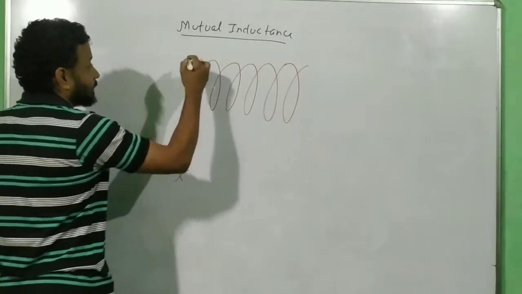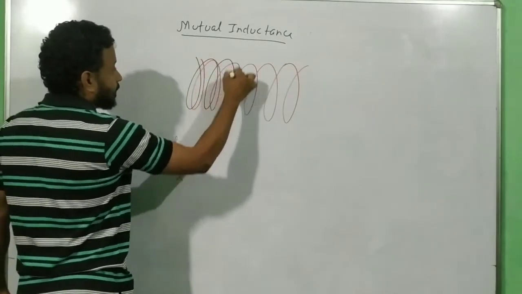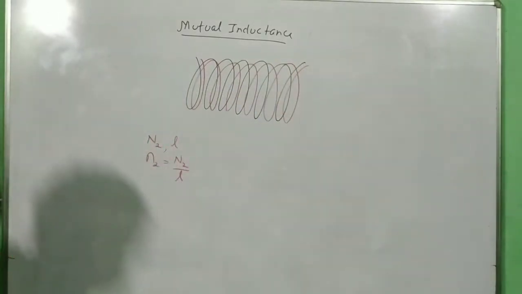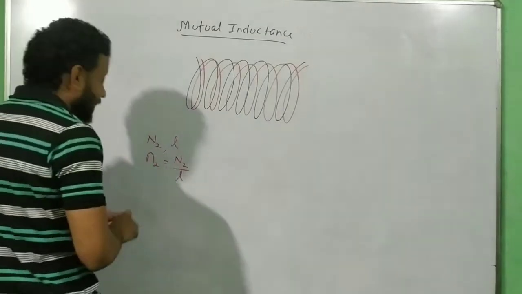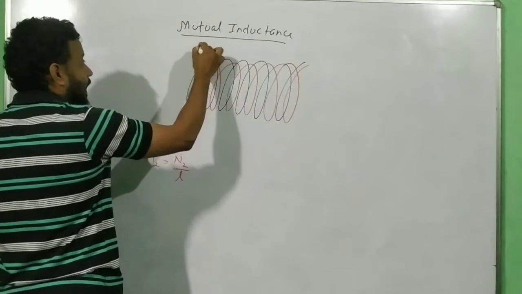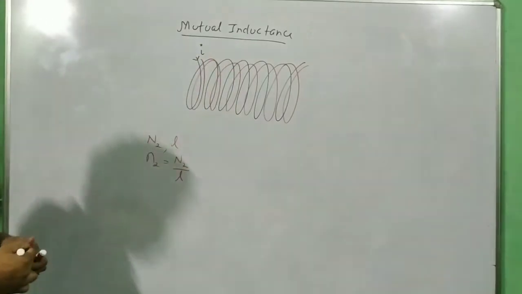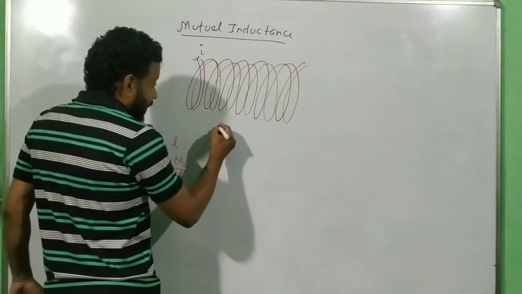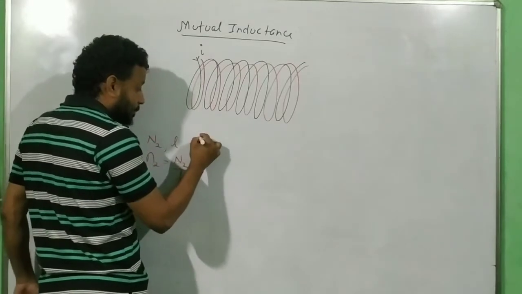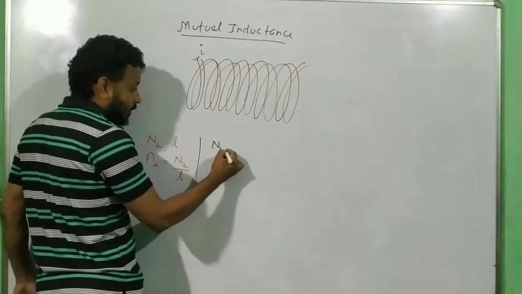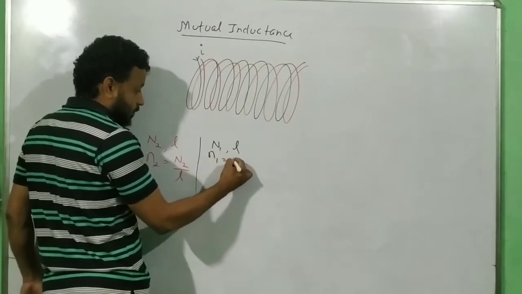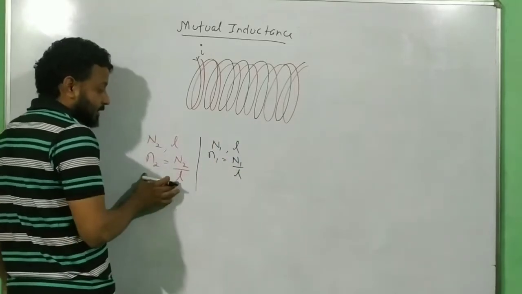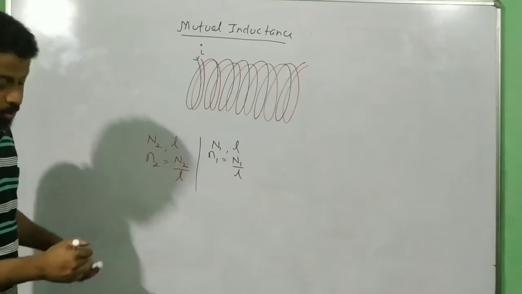Now consider the black colored one. Say that in the black colored coil you are allowing a current I to flow. For the black one, I have N1, I have length L, and small n1 equals N1 by L. So these are the specifications of the black colored coil, and these are the specifications of the red colored coil.